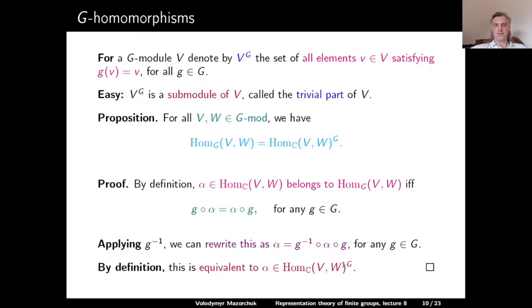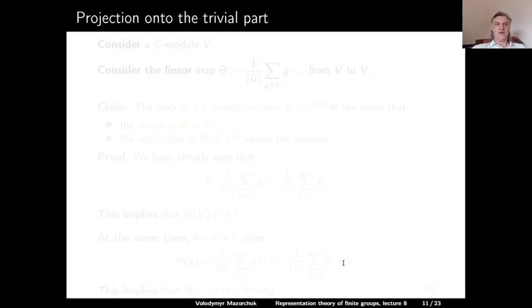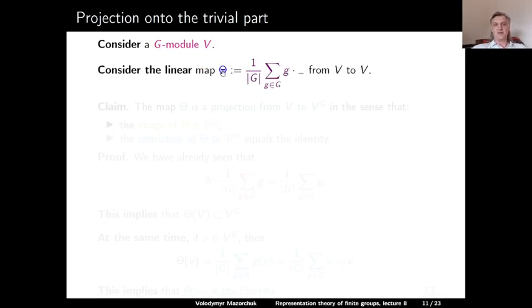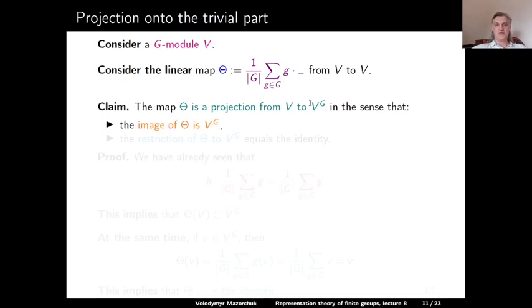Okay, and now we describe how we can take a G module and find this trivial part. So let V be a G module. Then we have the linear map theta from V to V, given by the following formula: 1 divided by the cardinality of G, and then the sum over all g in G, and then we take the linear operator which is given by the action of this little g on our module V. Claim: the map theta is a projection from V to its trivial part V upper G, in the sense that the image of theta is equal to V upper G, and the restriction of theta to V upper G equals the identity map.